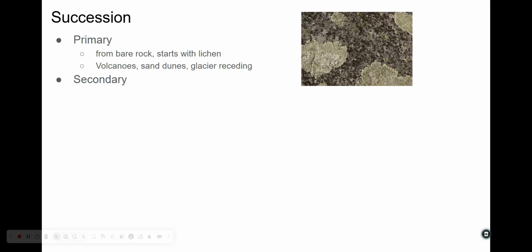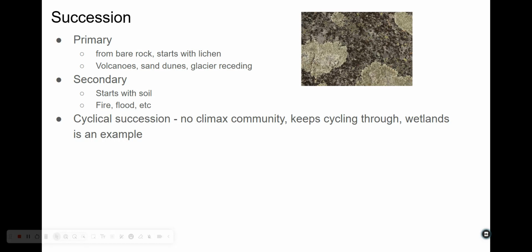Secondary succession starts on soil, and it's typically things like fire, flooding, etc. So some of our other natural disasters that are a little less disastery. Cyclical succession has no climax community, and this is where it keeps cycling through. And this is typically found in areas like wetlands or deserts that have a really wet and dry season. So there are certain ones that aren't as dry all year round.